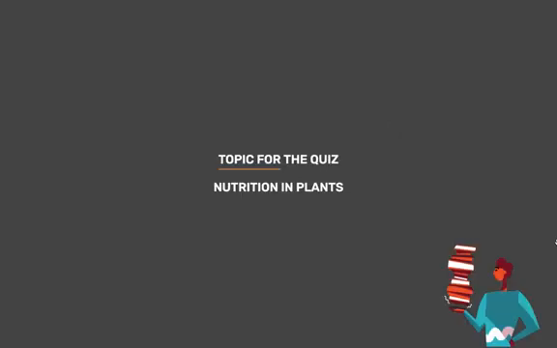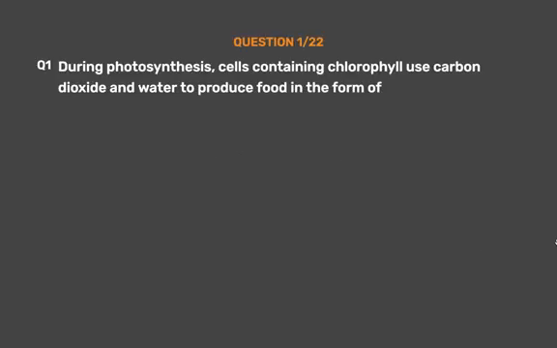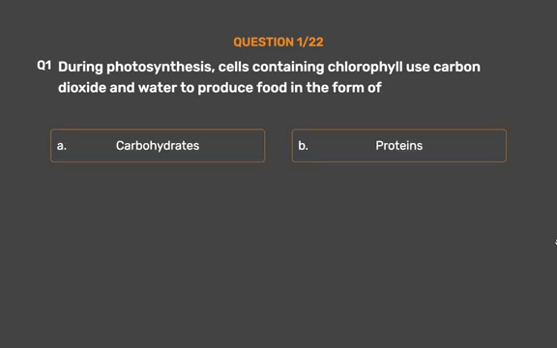Topic for today's quiz is Nutrition in Plants. Question number 1. During photosynthesis, cells containing chlorophyll use carbon dioxide and water to produce food in the form of Option A. Carbohydrates. Option B. Proteins. Option C. Fats. Option D. Minerals.